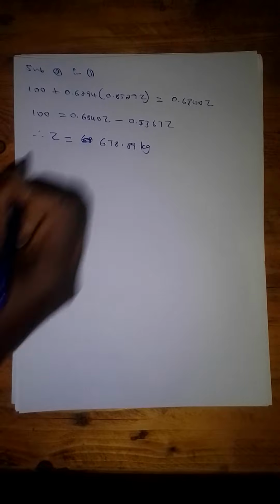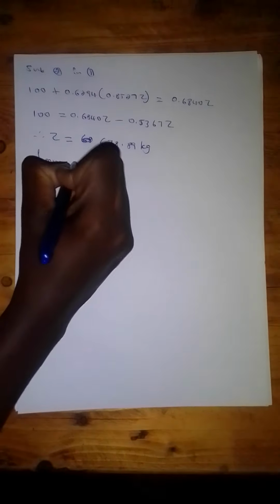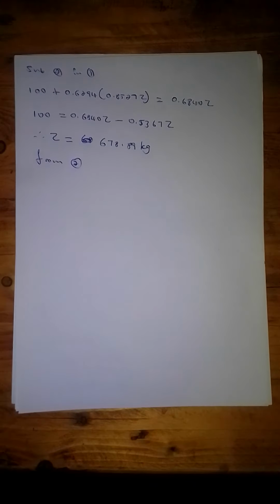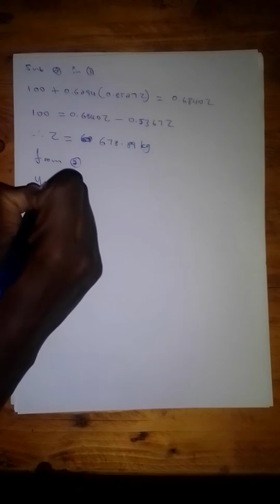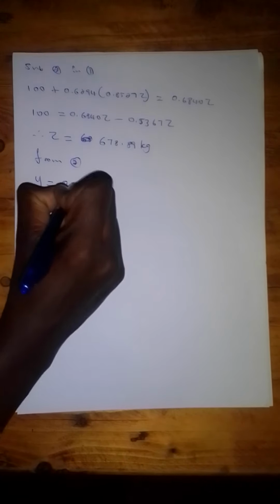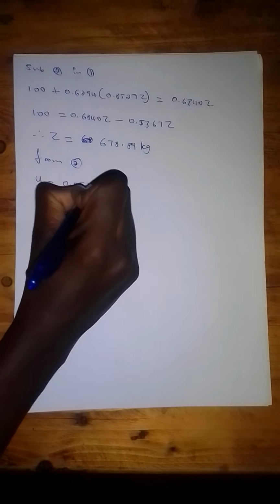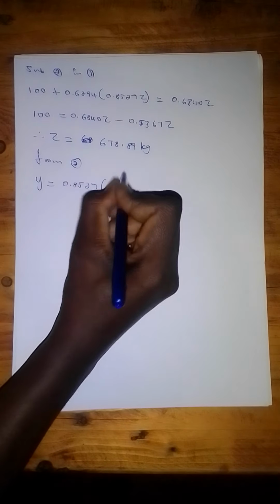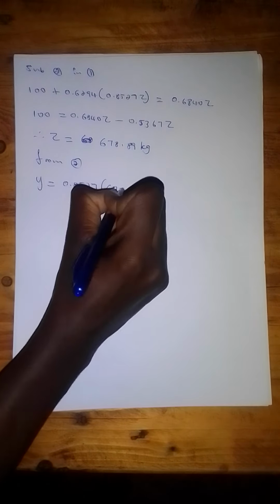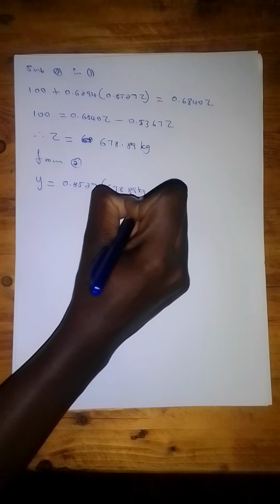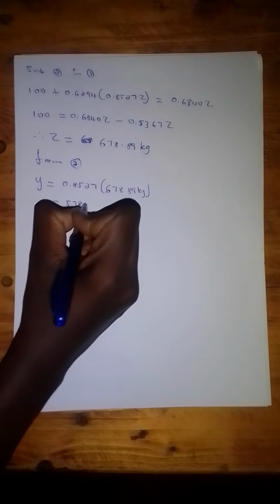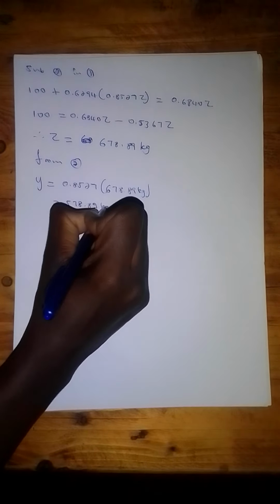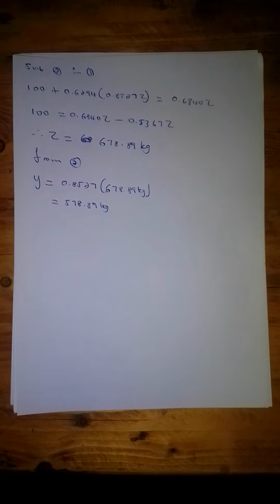Moving further, we can now go to our Y. From 2, which is our second equation, now that we have the Z, we can calculate our Y. So Y is equal to 0.8527, and where there's the Z, we substitute the value of 678.89 kilograms. And now that gives us 578.89 kilograms. And now we have answered the question.